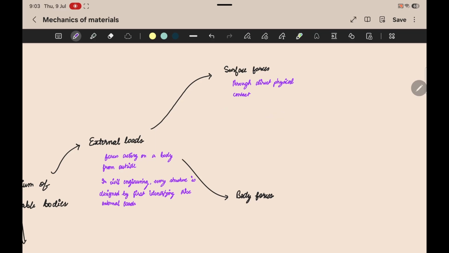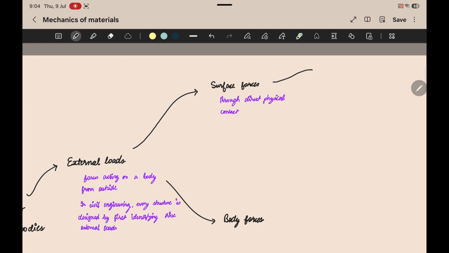And a few civil engineering examples would be a wall resting on a beam, a vehicle tire applying a direct force on the road, or the column load. Let's say this is a column which is applying a direct pressure on the foundation or footing that it is placed on. So all of these are examples.